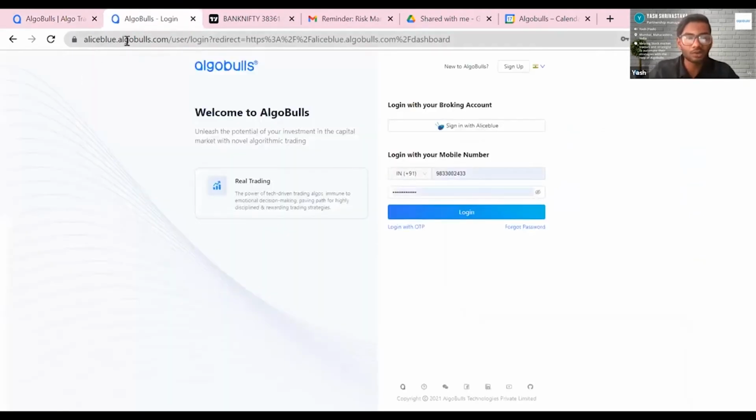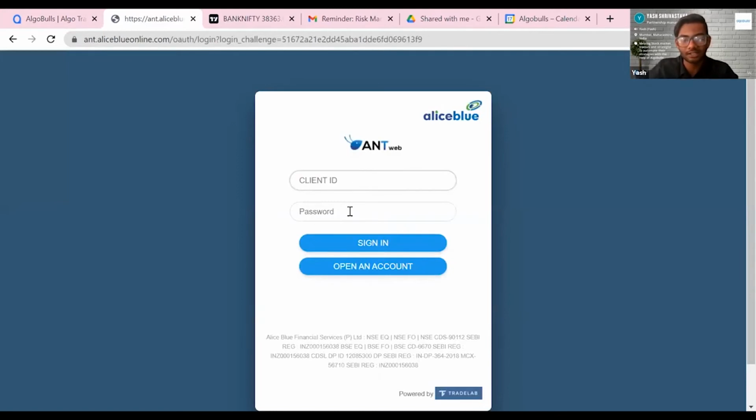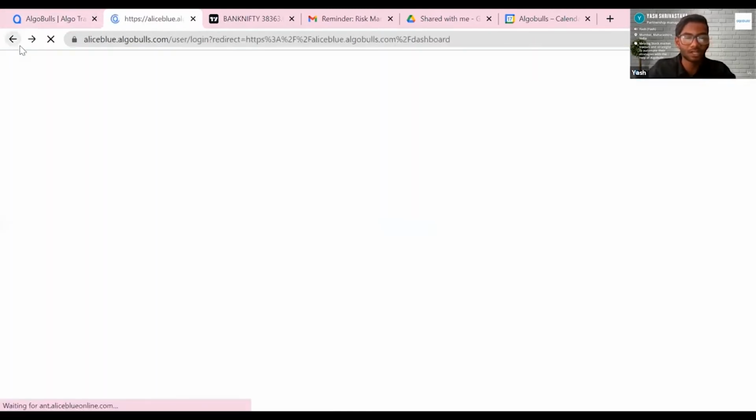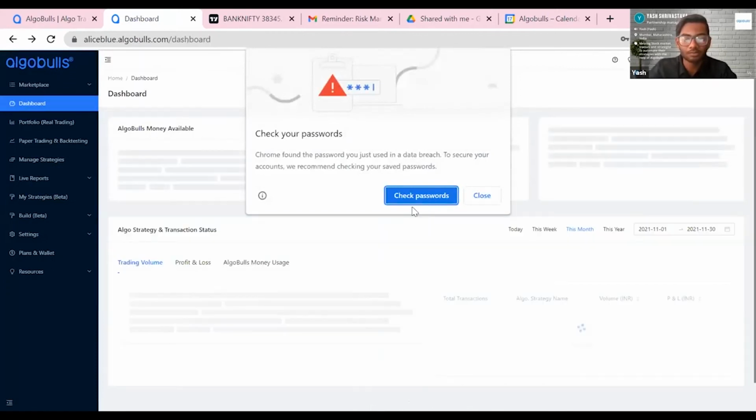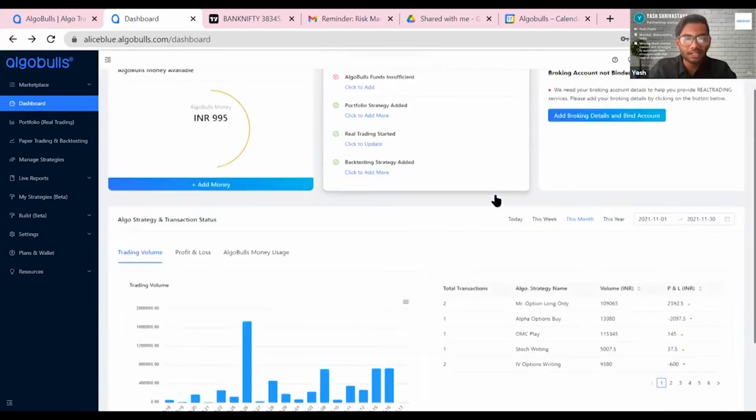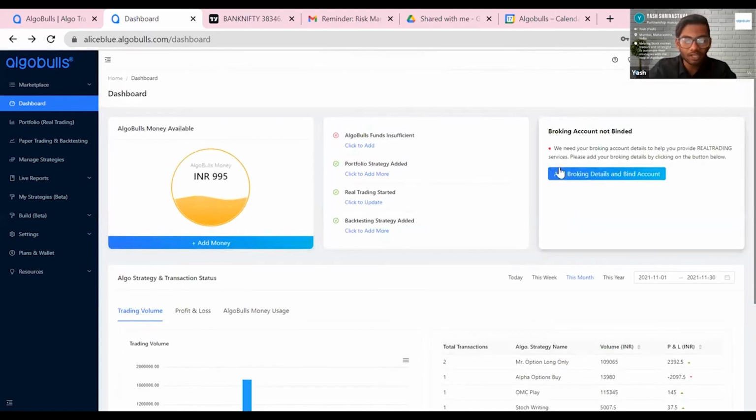So you can just go to the link aliceblue.algobulls.com. I'll be dropping the link in the chat section where you can directly go in and log in. Over here, you would have two options. One is sign in with Alice Blue, directly entering your client ID and password. Otherwise, if you're an existing AlgoBulls user, you can type in your username and password, or you can sign up if you're a new user. Since I have an ID, I'll be directly logging in. And then this is the dashboard which is going to display in front of you.